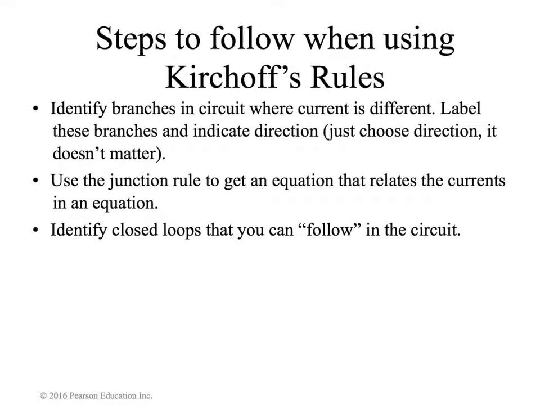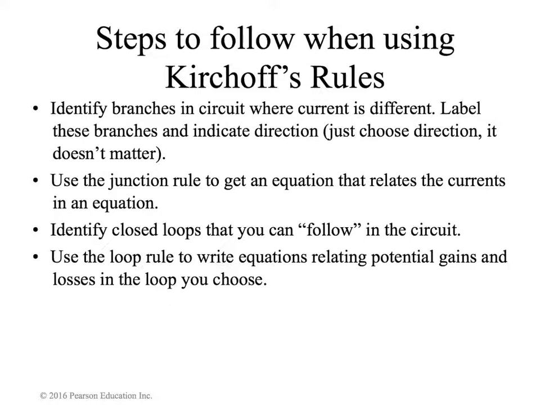Then you have to find some closed loops. You basically decide on a path that you're going to follow in the circuit. Once you've done that, you're going to use the loop rule to write the equations that relate the potential gains and losses in the loop that you choose. That's where you're going to use the rules that we were discussing previously, the ones where you're going through the battery or through the resistor.